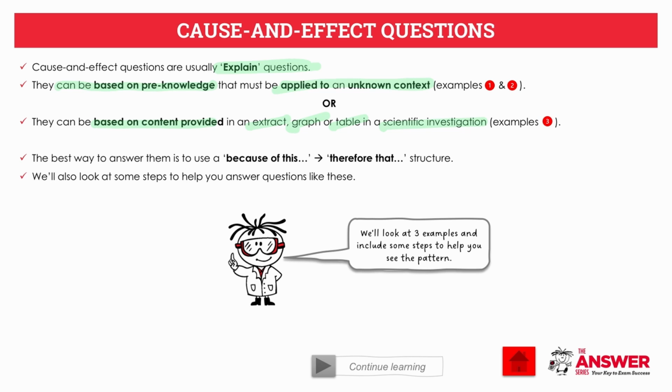So the best way to approach a cause and effect question is to always think of structuring your answer in a because of this, therefore that happens structure. And we'll look at 3 examples and include some steps to help you see this pattern.